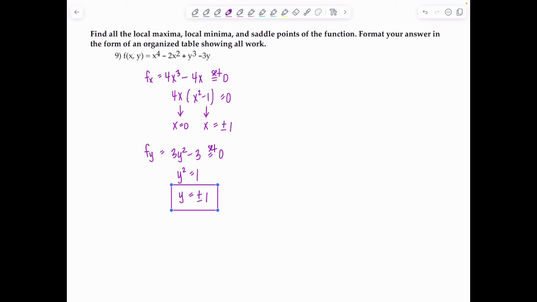So each of those y values gets paired with each of the 3x values. So I'm going to have a total of 6 critical points. And then I'm going to apply the d-test to see whether these critical points are relative mins, maxes, or saddle points. And I need my second partials in order to do that. So fxx, second partial with respect to x is 12x squared minus 4. Fyy, second partial with respect to y is 6y, and then mixed partial fxy is 0.